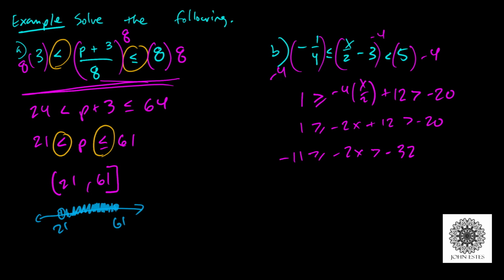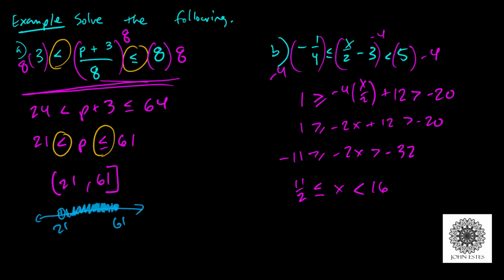Now I'm going to divide everything by negative 2. When I divide by a negative, I have to flip my signs back, right? So I flip my sign again, and negative 11 divided by negative 2 gives 11 halves, and negative 32 divided by negative 2 becomes 16. So there's my solution. I have 11 halves less than or equal to x, less than 16.